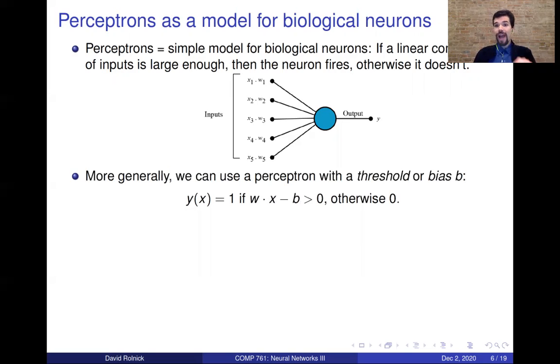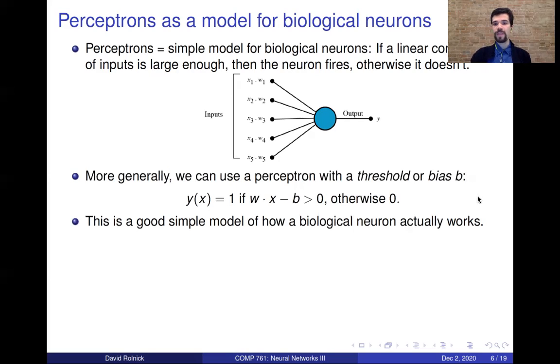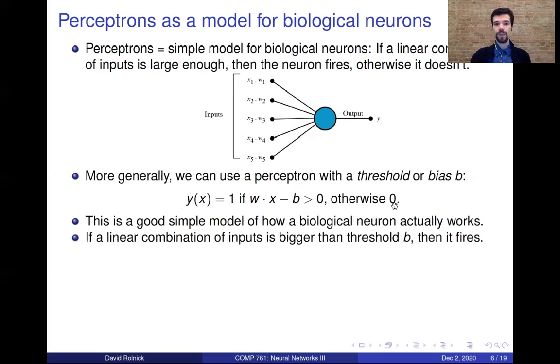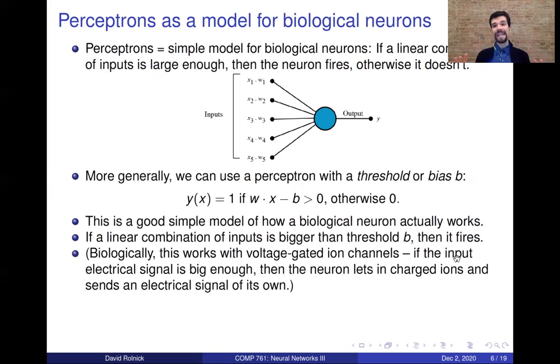Now, for biological neurons, there actually is a threshold. If the signals coming in combine to go over a threshold, that neuron decides, I'm going to fire. And specifically how it works is there are these voltage-gated ion channels. I realize this is more chemistry than probably people wanted in a CS class. But basically, if the input electrical signal is big enough, then the neuron suddenly starts letting in some ions, so some charged particles.